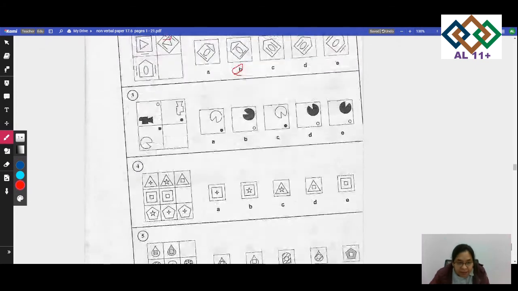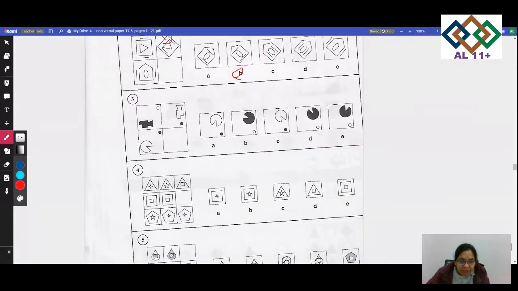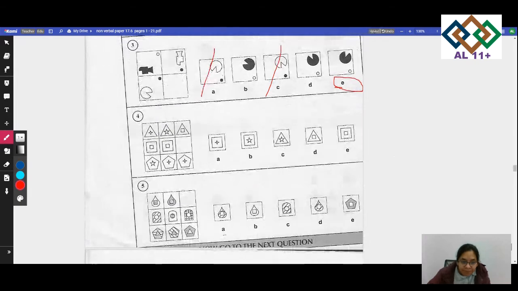So look at number 3 now. In number 3, what's happening to the shapes? This goes up and this goes down. So this will go up and this one will go down. So they're rotating anti-clockwise. So if they're rotating anti-clockwise, the answer for this one would be E. And this shape becomes shaded, remember? So we need a shaded one here.